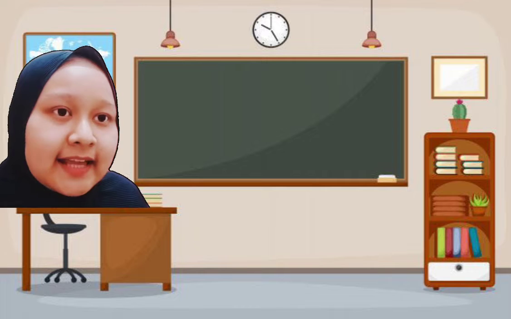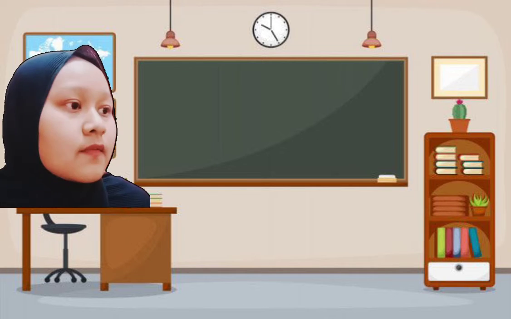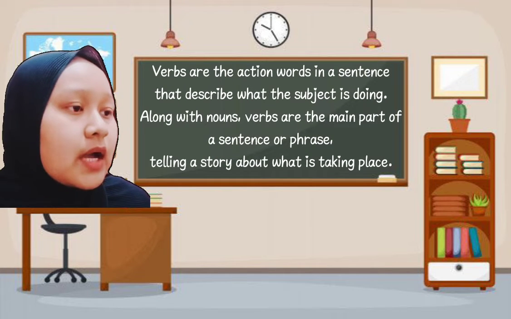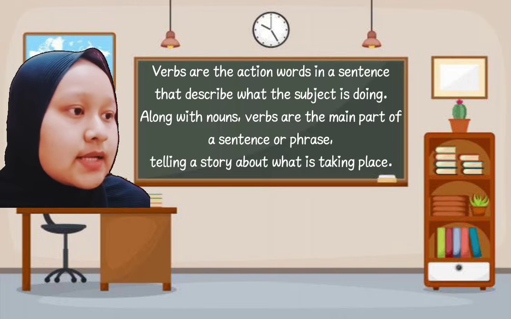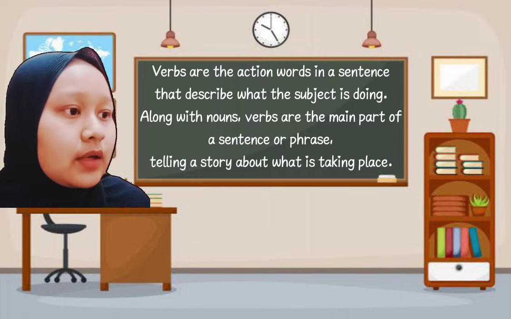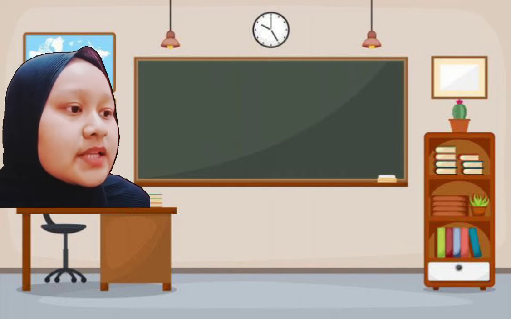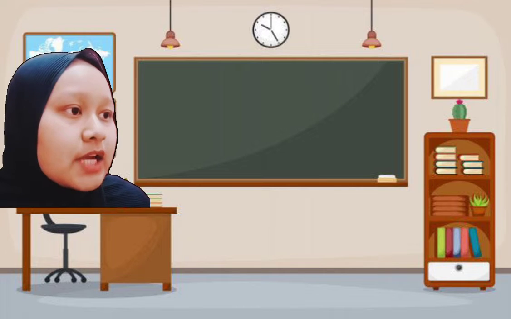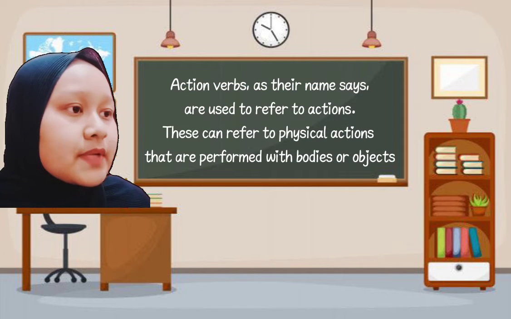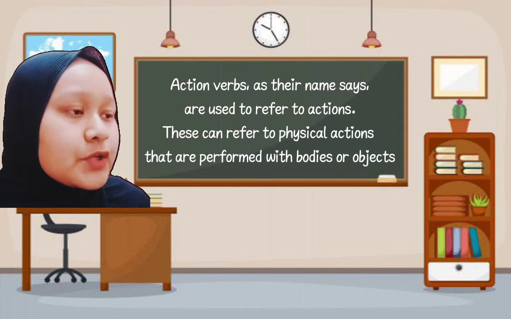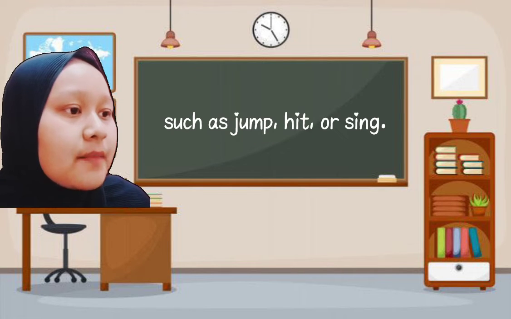And guys, the next is about verb. Verbs are the action words in a sentence that describe what the subject is doing. There are kinds of verbs. First, action verbs. Action verbs, as their name says, are used to refer to action. This can refer to physical actions that are performed with bodies or objects, such as jump, hit, or sing.